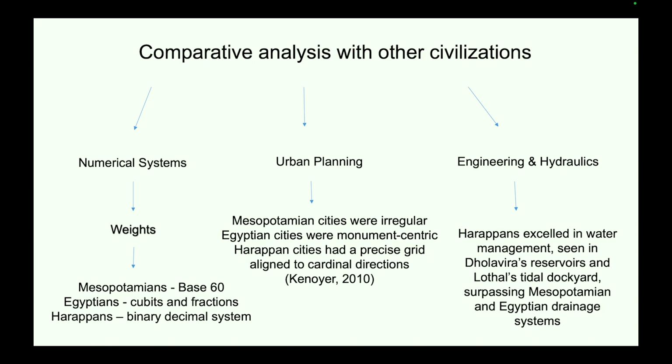The Mesopotamian, Egyptian, and Harappan civilizations each showcased unique strengths in numerical system and urban planning, reflecting their cultural and environmental context. Mesopotamians utilized a base 60 number system, which was especially useful in astronomy and timekeeping. Egyptians relied on the cubit and fractional units, particularly for architectural and land measurement purposes.